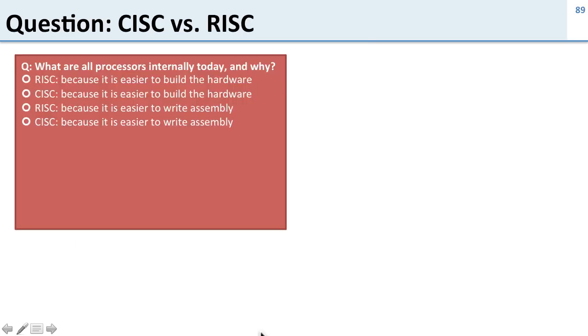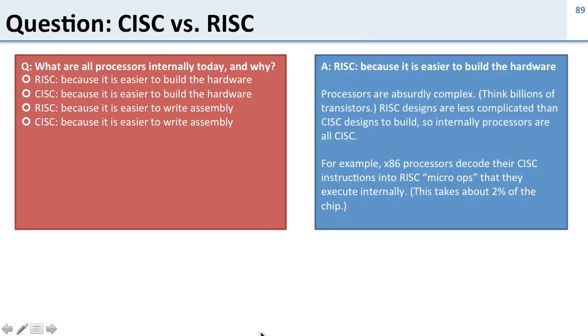So question, what are all processors internally today, and why? Well, today all the processors are RISC inside because it's easier to build the hardware. They're really, really complicated, and building hardware that handles specialized instructions is really tricky. So what x86 processors do is they decode their complex instructions into RISC micro operations, and then they run internally as a RISC processor. Intel claims this takes about 2% of the chip to do this decoding today.